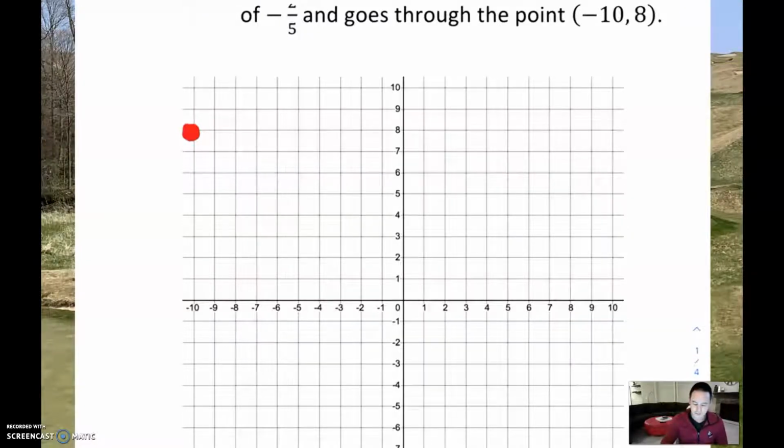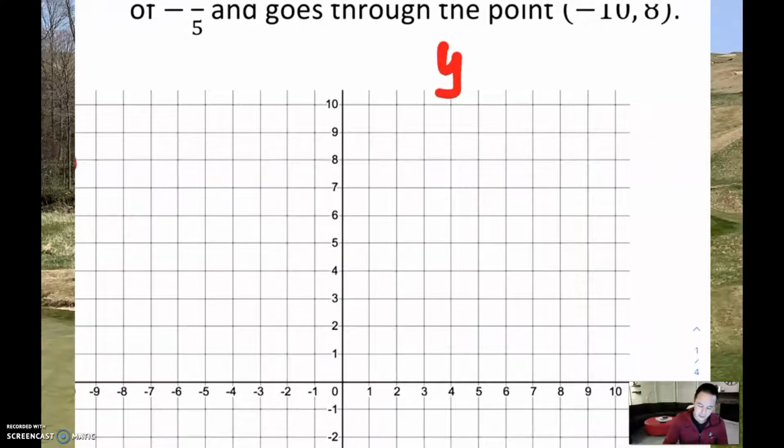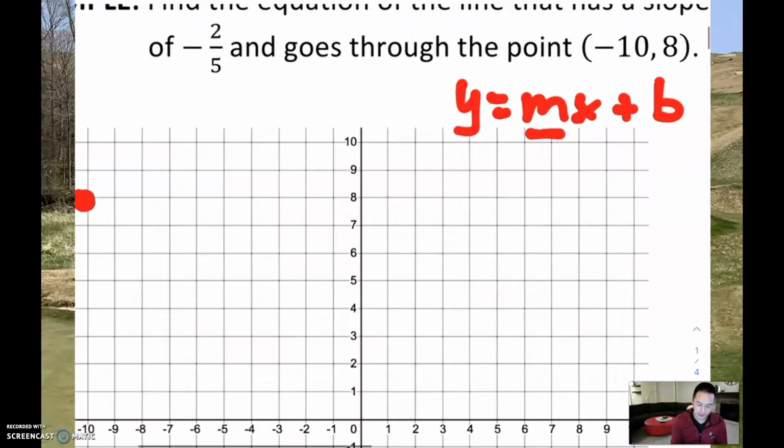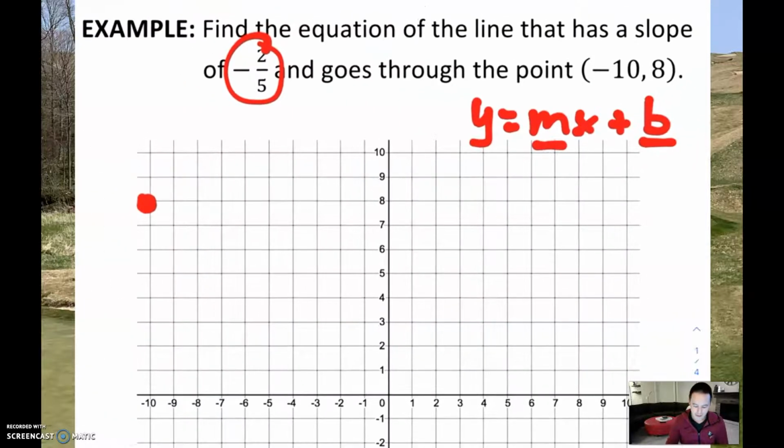Now, if you remember, to find the equation of a line, we need y equals mx plus b. We need to know two different things. We need to know the slope, and luckily, we have the slope right there. It'll be -2/5. But we also need to find the y-intercept, and that's going to be where it crosses this up and down line here. And we don't know that, so since we don't know it, let's go ahead and find it.